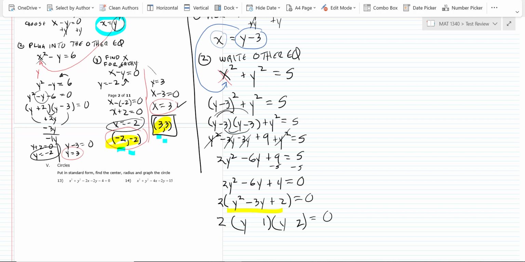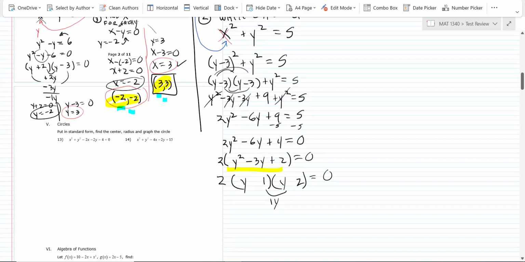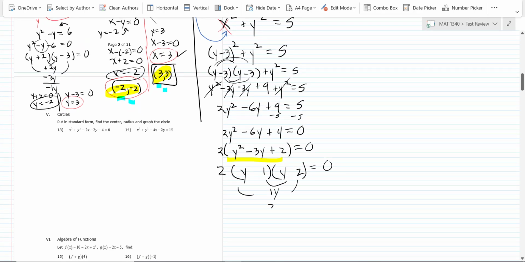Okay, how do I make the middle term 1y and the outer term 2y? How do I make that add up to negative 3y? Negative, negative, because they got to add up to that term right there. Okay, so we got that. Now you can do this in your head if you want to. You don't have to write all this out. What are the 2 answers to this equation? 1 and 2? Okay, what do you do?